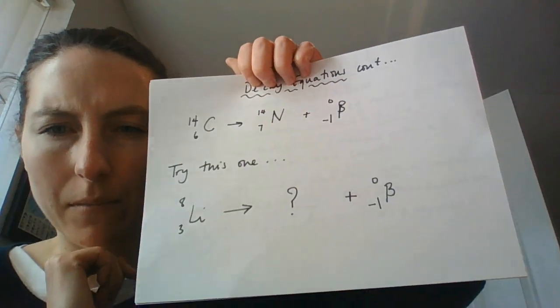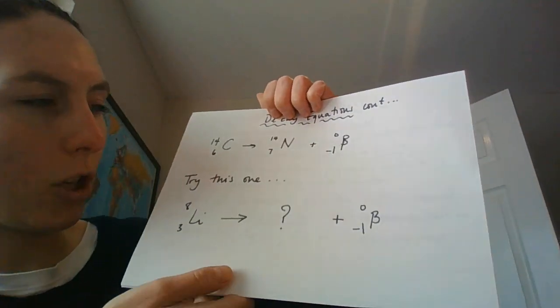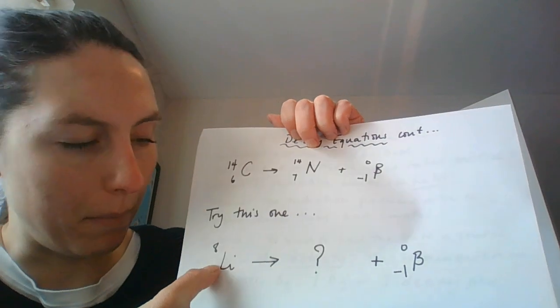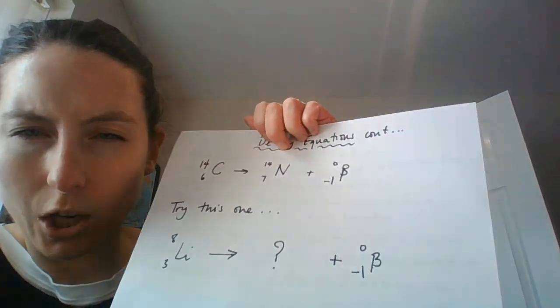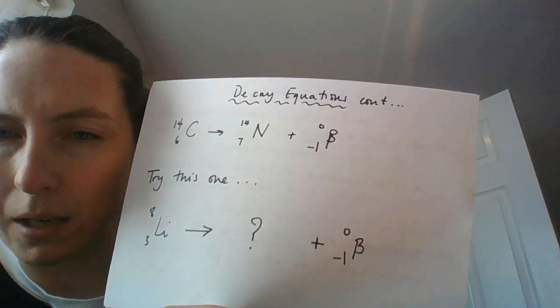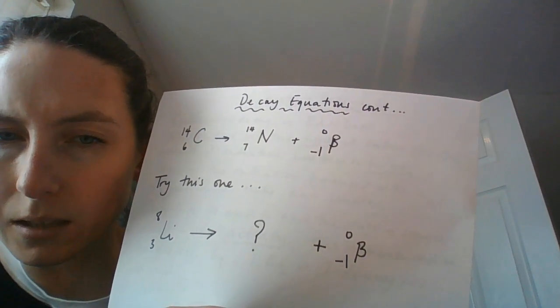Have a go at this one here. So this time I've given you less information. You've got a lithium isotope, atomic number 3, mass number 8. It undergoes beta decay. You might need a periodic table if you're not sure what it would be, but have a quick think about that.